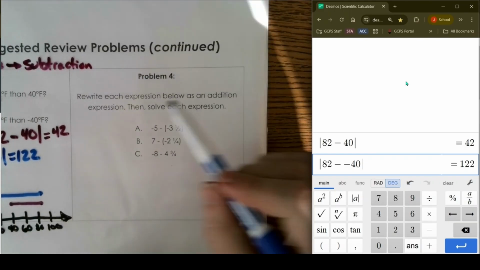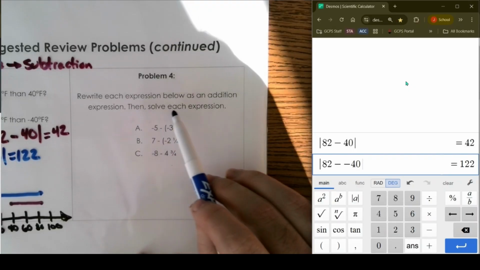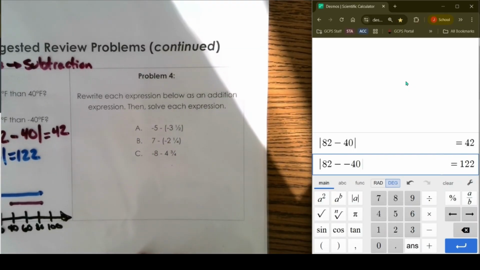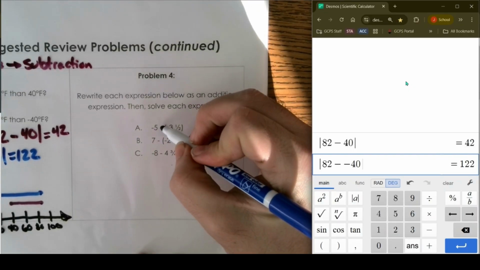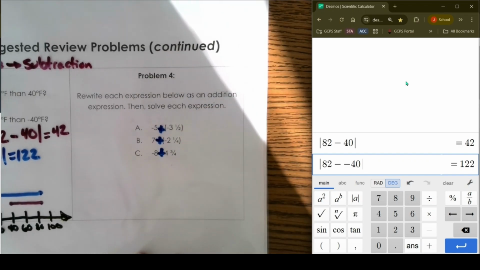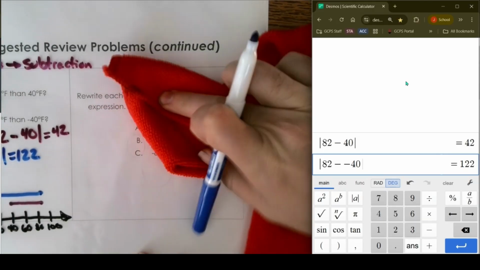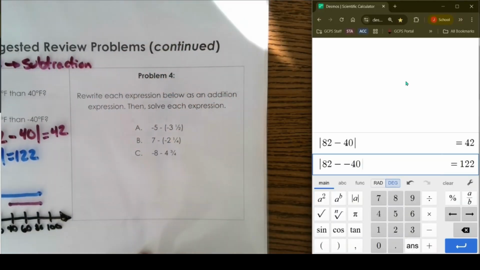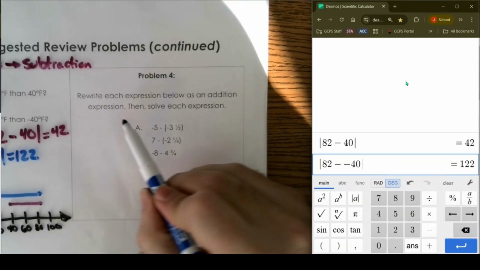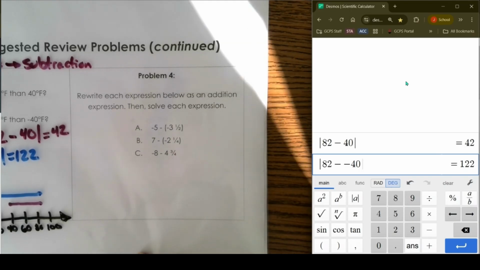Okay, let's take a look at number 2. Rewrite each expression below as an addition expression, then solve each expression. Oh, rewrite it as addition, so I guess I can just change these all to addition, huh? Done. Huh, if only. Unfortunately, we cannot just change a math problem because we feel like it. Instead, we must change this to addition by writing an equivalent expression.